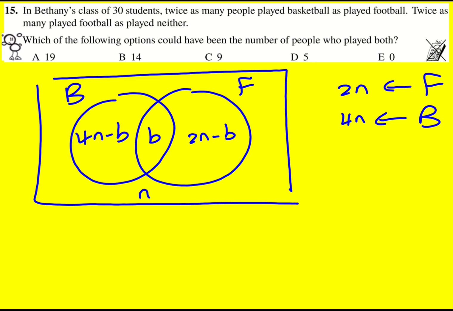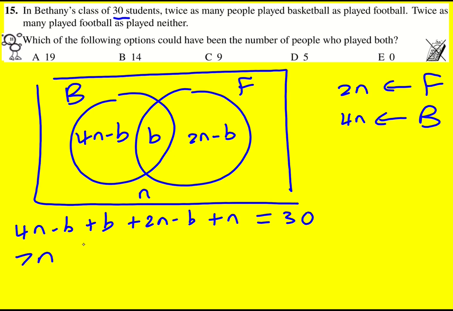And what we managed to do is just write the Venn diagram in terms of these two unknowns. Now we're given one other piece of information, and that is that when we add all these together, we get 30. So 4n minus b plus 2n minus b plus n must equal 30. Okay, combine the like terms, 7n minus b equals 30. And what we're interested in is the number who played both, so b. So rearrange that, so b is going to equal 7n minus 30.